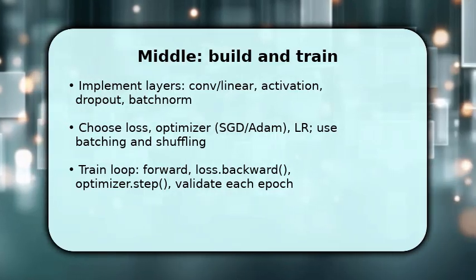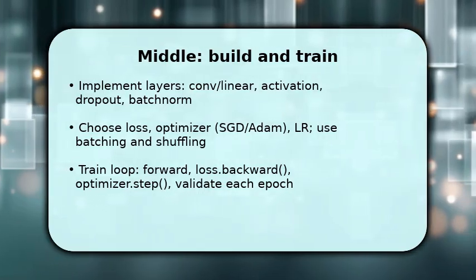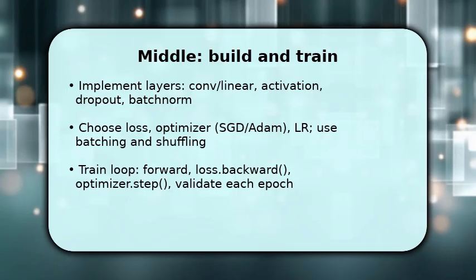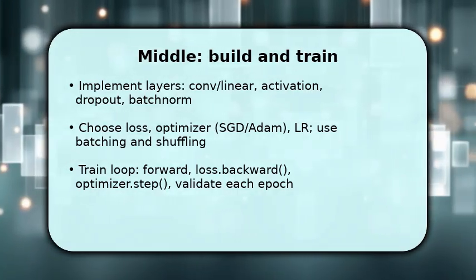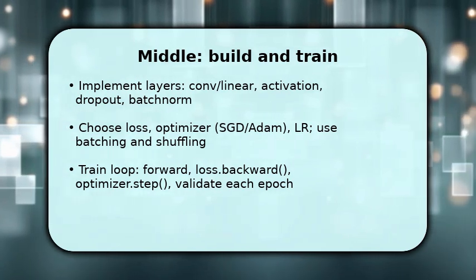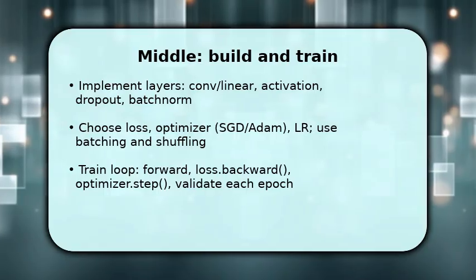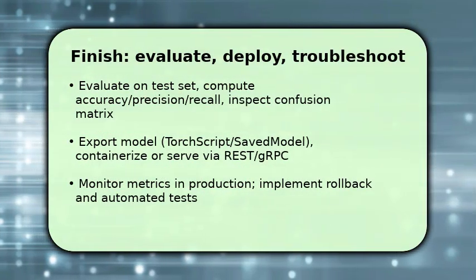Write the training loop that performs forward passes, computes loss, calls backward propagation, and steps the optimizer. Validate after each epoch to watch generalization. Save checkpoints periodically so you can resume or compare versions. You finish by evaluating on the held-out test set and interpreting metrics beyond accuracy so you understand failure modes.